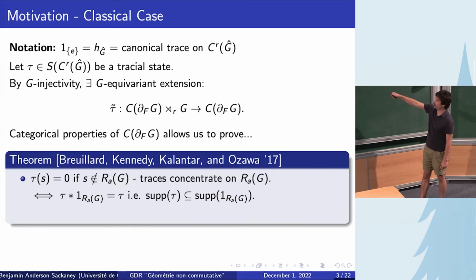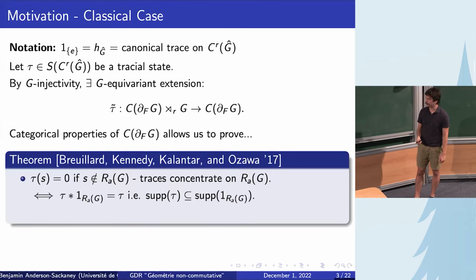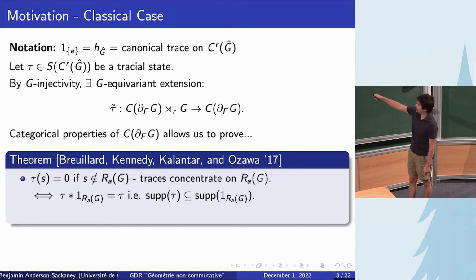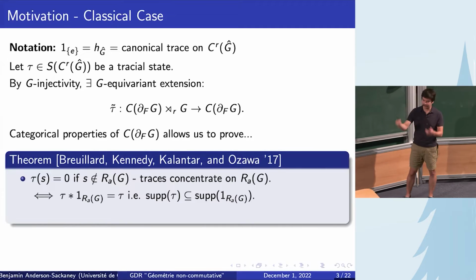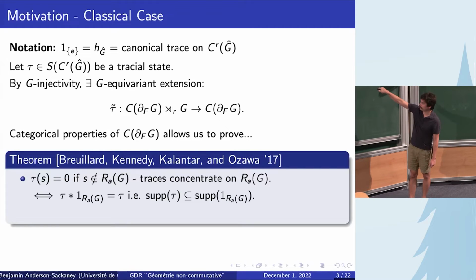A way to rewrite this is that we have this natural algebra structure on the dual of the reduced C-star algebra, and I'll talk a bit more about that later. You can realize the fact that the support of the trace is contained inside the support of the idempotent state we associate with the amenable radical by this algebraic relation: convolving tau against this idempotent tracial state just gives you back tau.